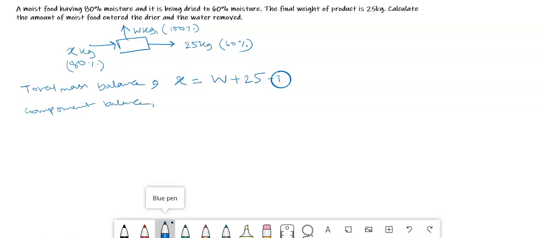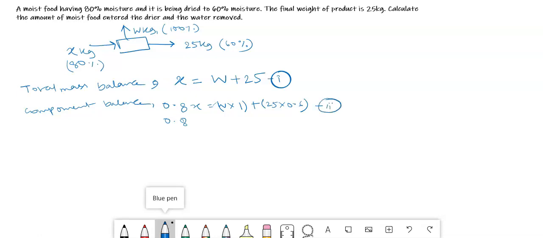We will do the component mass balance with respect to moisture, as we know the moisture content of the feed and the product. So, it will be 0.8x is equal to W into 1, as it has 100% moisture, plus 25 into 0.6. Let this be equation 2.